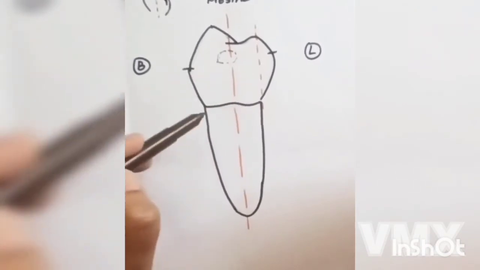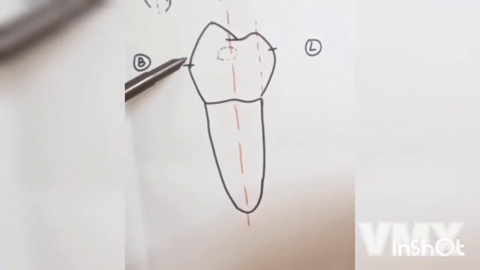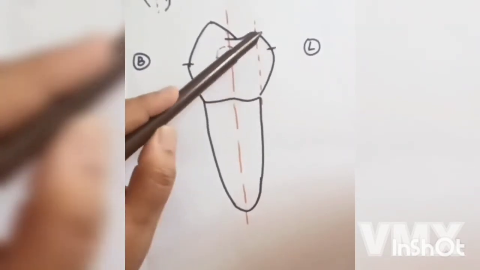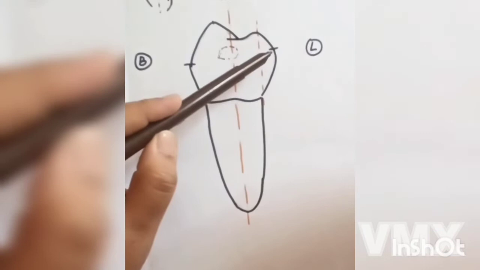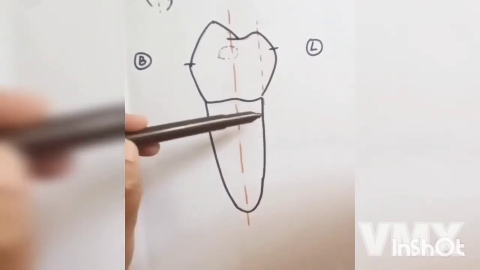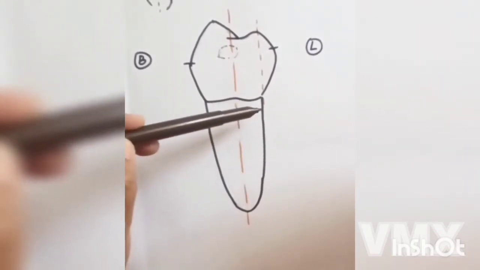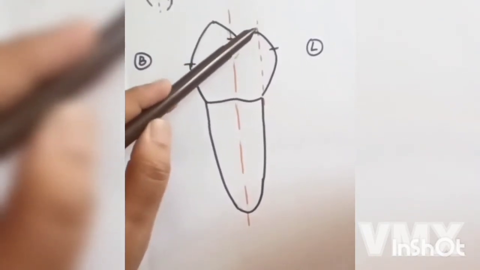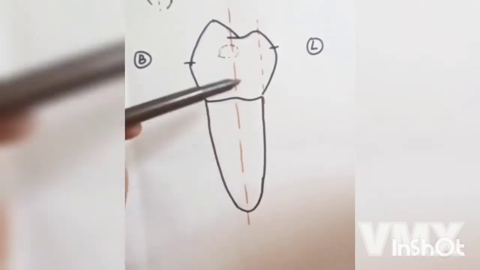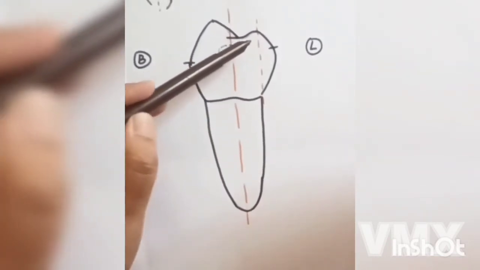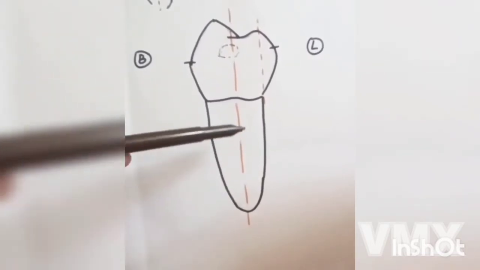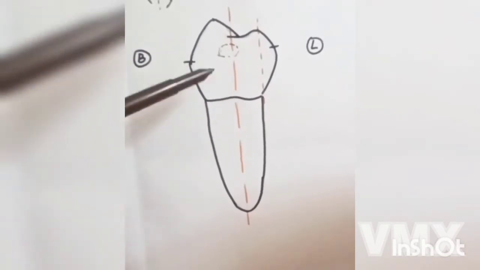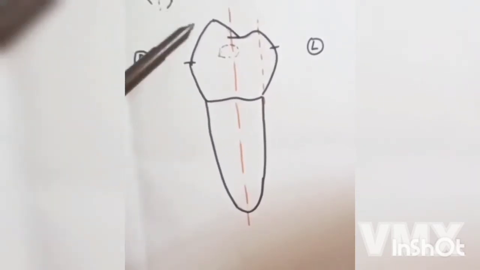So the crown is rhomboidal in shape. Buccal outline is convex with the height of contour in the middle third. Lingual outline is convex, height of contour in the occlusal third, and the lingual outline lies outside the lingual border of the root. Buccal cusp tip is buccal to the midline, lingual cusp tip in line with the lingual border of the root. The mesial marginal ridge is perpendicular to the long axis of the tooth, and the cervical outline curves slightly occlusally. Please notice this, it curves slightly occlusally.